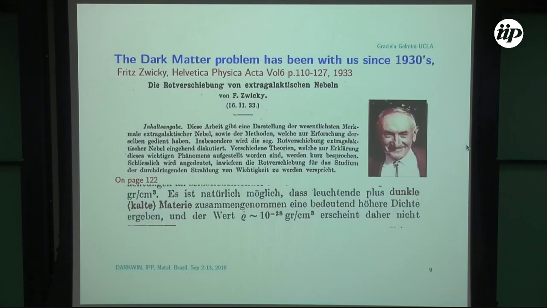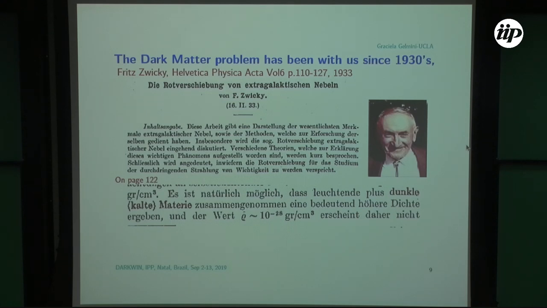So let me talk about how we discovered dark matter. The problem of dark matter has been with us since at least the 1930s. This is a piece of a paper from Fritz Zwicky, 1933. And here you have dark, cold matter. Actually, dark matter is a misnomer. Dark matter is not dark. It is dark because it absorbs light, right? That's why I see it dark. But in reality, a better name would be invisible matter. However, we have lost the ability of renaming it for historical reasons.